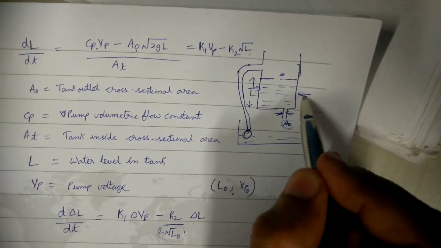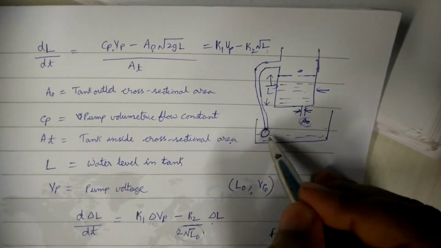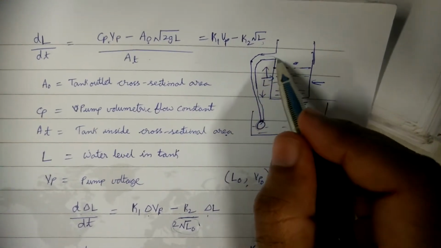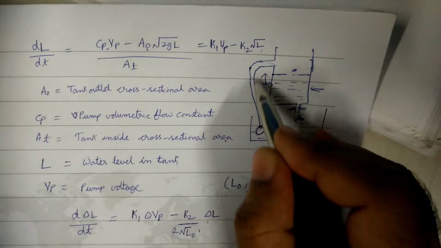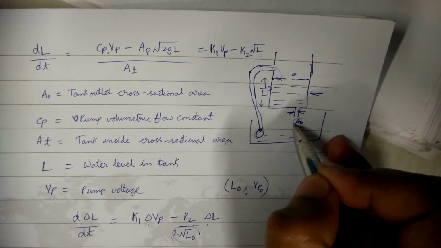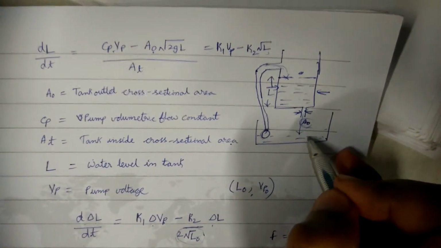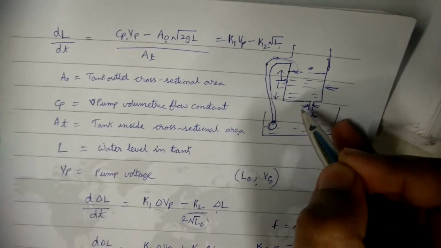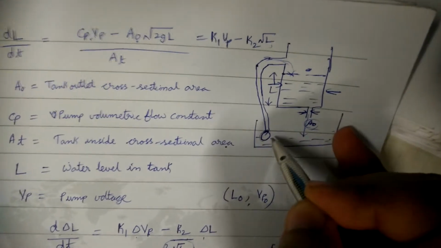area of the tank's inside cross-section, and we are pumping water from this reservoir into the tank, and water flows out through this outlet. For this to happen, it will not happen instantaneously. This is an example of a dynamical system.